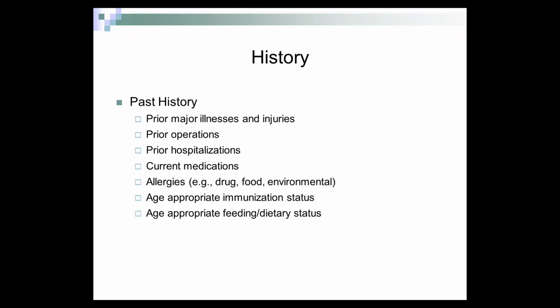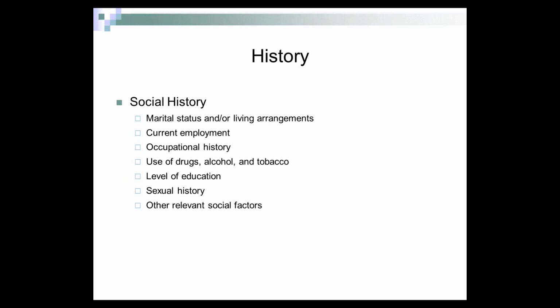History. The past history could be prior major illnesses and injuries, operations, hospitalizations, current medications, allergies, which could be drug, food, or environmental, age-appropriate immunization status, and age-appropriate feeding or dietary status. The patient's social history could include their marital status and/or living arrangements, current employment, occupational history, use of drugs, alcohol, and tobacco, level of education, sexual history, or other relevant social factors.